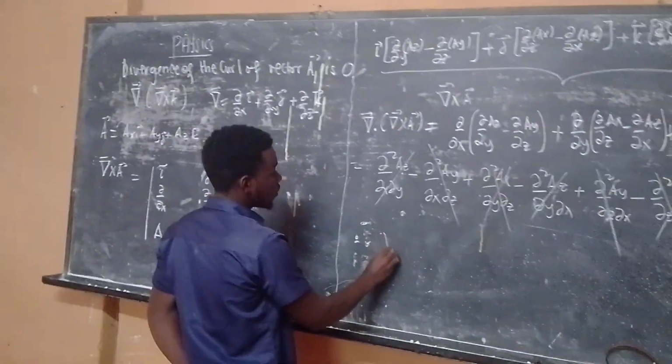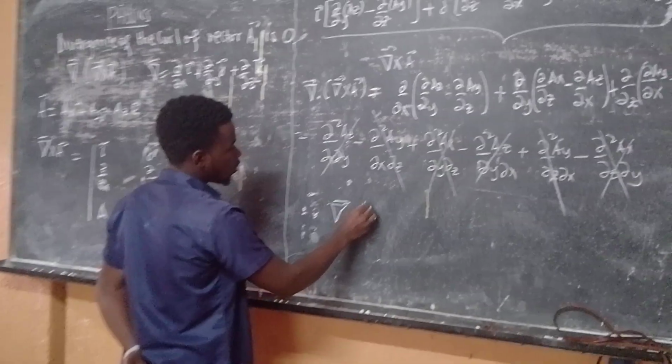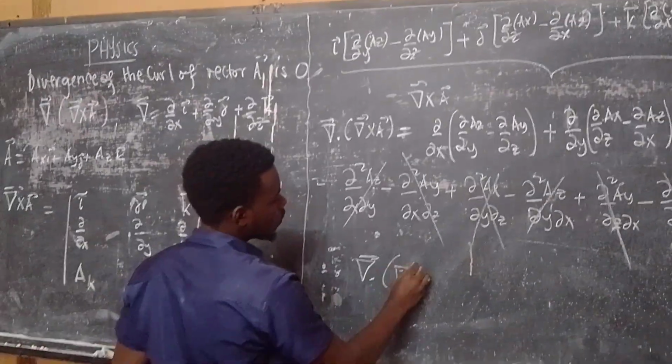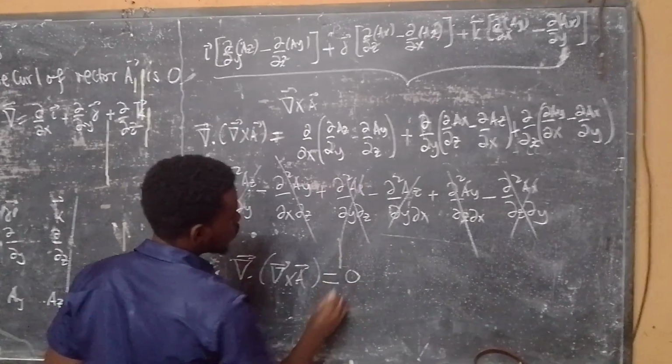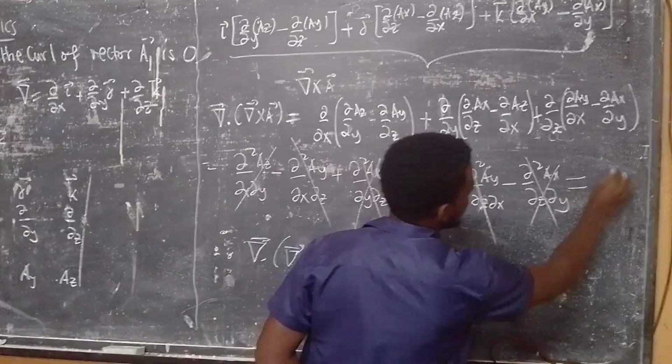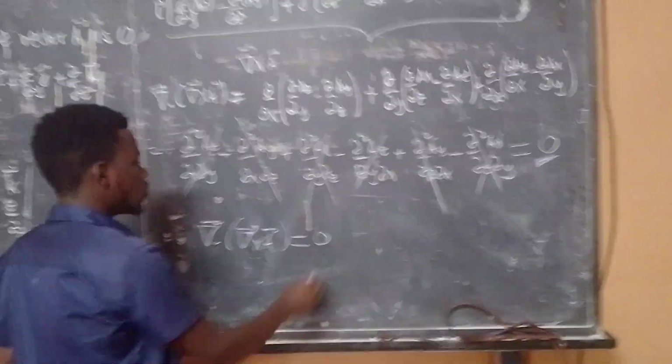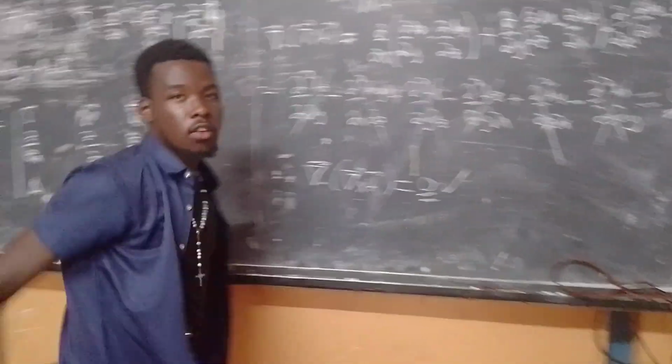And then finally, we can say that the divergence of the curl of vector A is equal to 0. Thank you for watching.